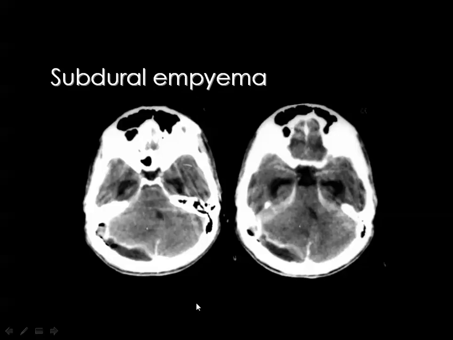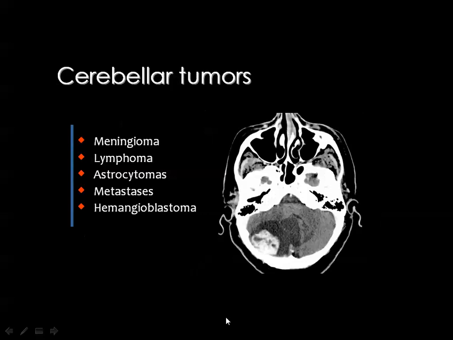And here is an example of posterior fossa subdural empyema, and you see enhancement of the dura bordering this hypodense collection by CT, and also you can identify some air loculi inside. And commonly these lesions are coming from extension of ear infection into the posterior fossa.